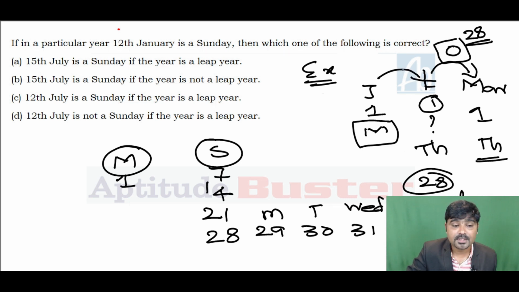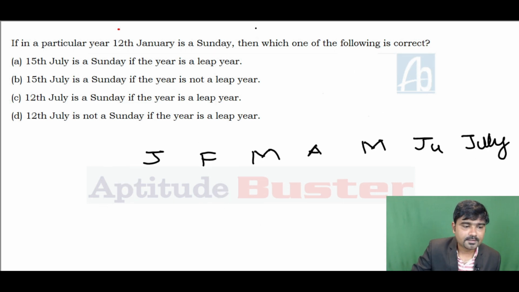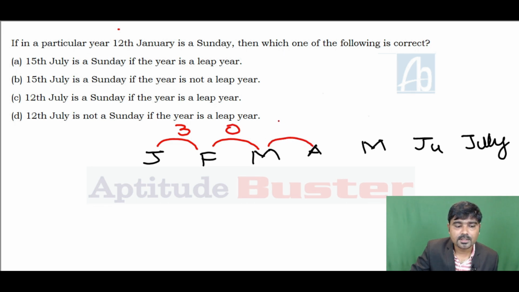The reason is January has 31 days, right? 31 divided by 7 gives you 3 odd days. That's why Feb 1 is Thursday. Once you understand this logic, it's very easy to find the answer for this question. It's very easy to understand. Here the carryover is 3 days. Here I assume a normal year. Then the carryover is 0. Here the carryover is 3.